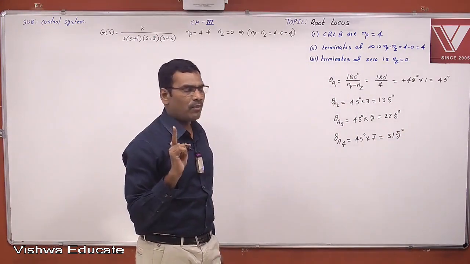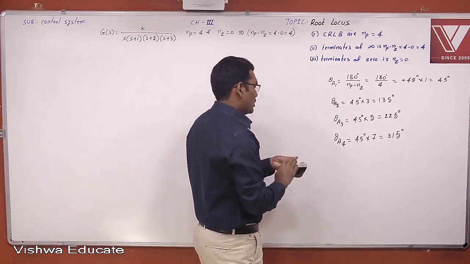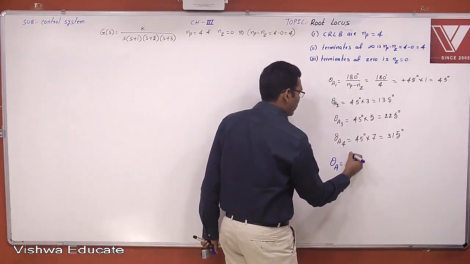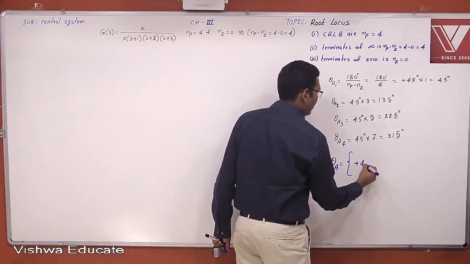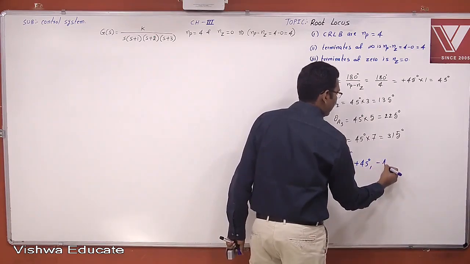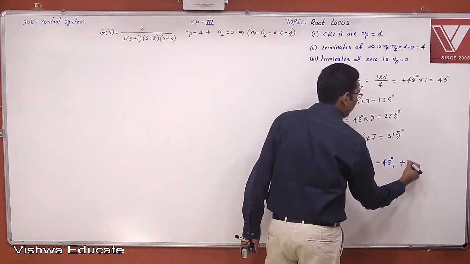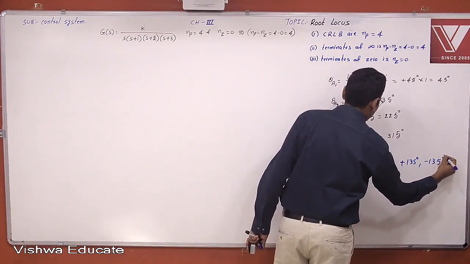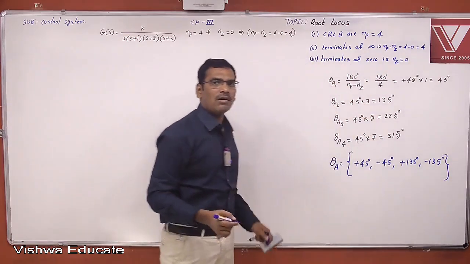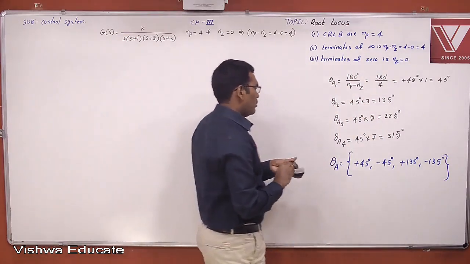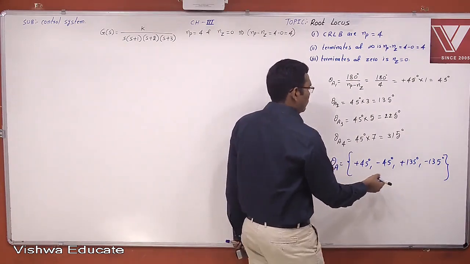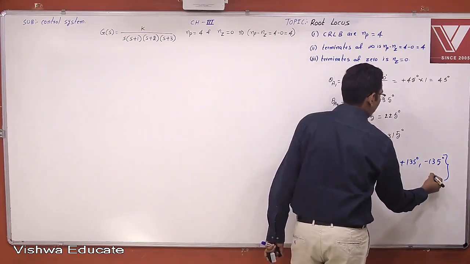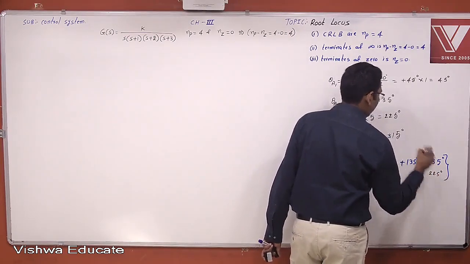I am giving only one point to you. The angles of asymptotes are always symmetrical about the real axis. If one angle is plus 45 degrees, definitely another angle is minus 45 degrees. If one angle is 135 degrees, definitely the other angle is minus 135 degrees. So 315 is nothing but minus 45, and this 225 degrees is nothing but minus 135.